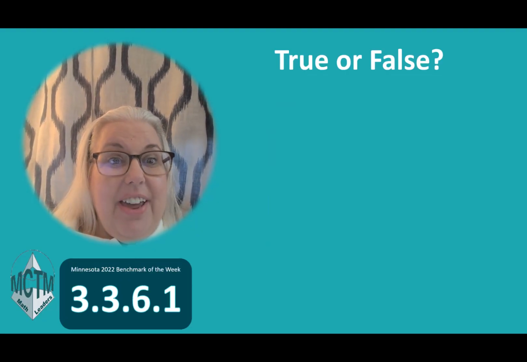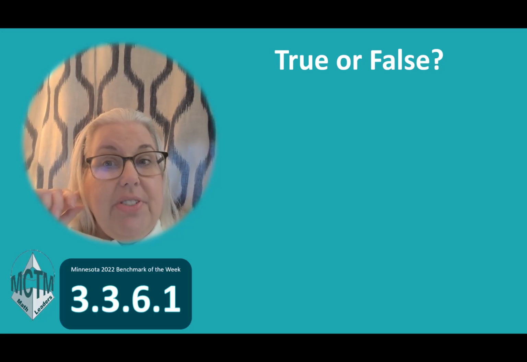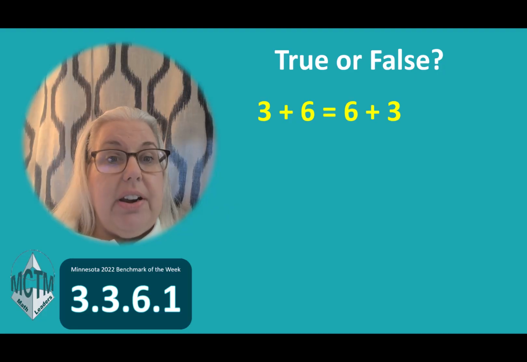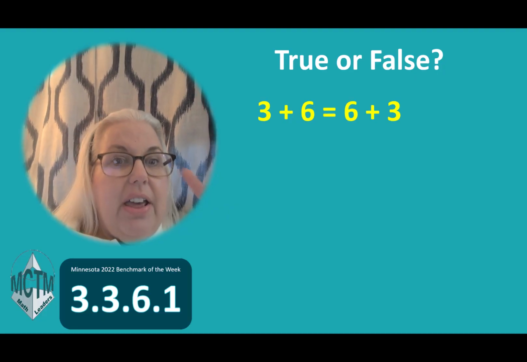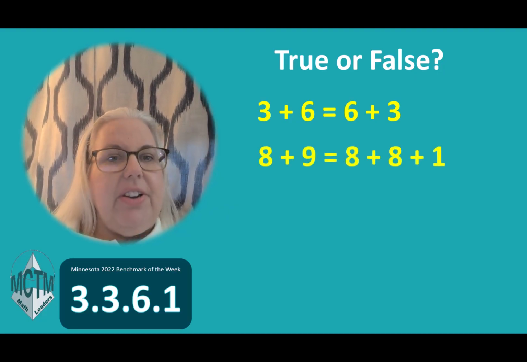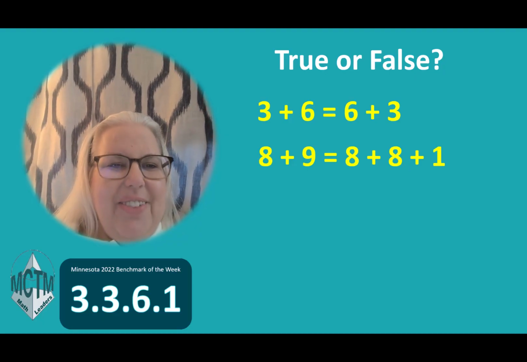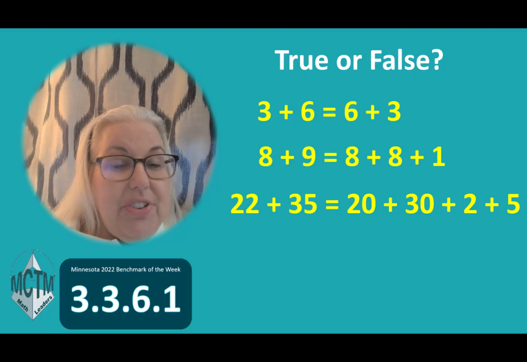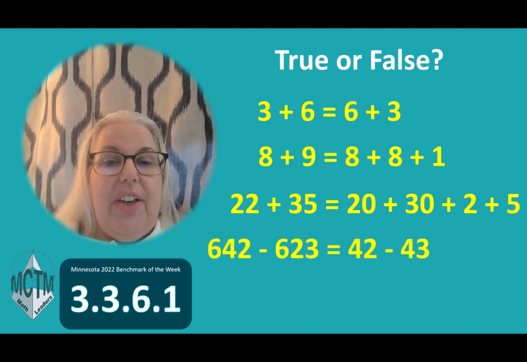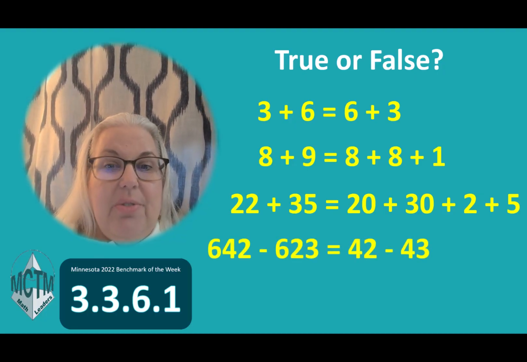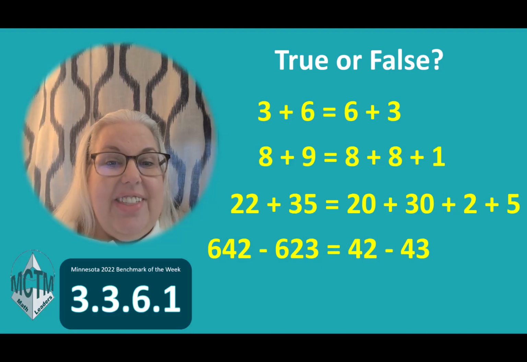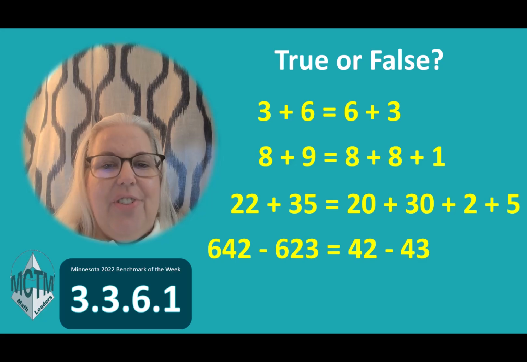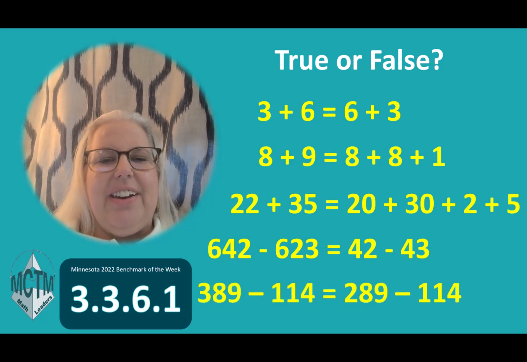I also highly recommend for this benchmark, 3.3.6.1, using true false statements and having students talk about those one at a time. Like this first one, you could talk about the commutative property. Oh, we're allowed to rearrange the numbers and they're still equivalent. And look at different problems, like in this one, thinking about decomposing numbers and thinking about place value and how that relates. Here's another one where we can think about, do they understand the relationship of taking 600 minus 600 away from here? And so on and so on.